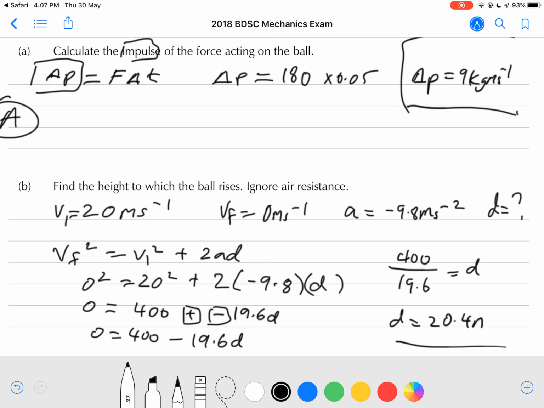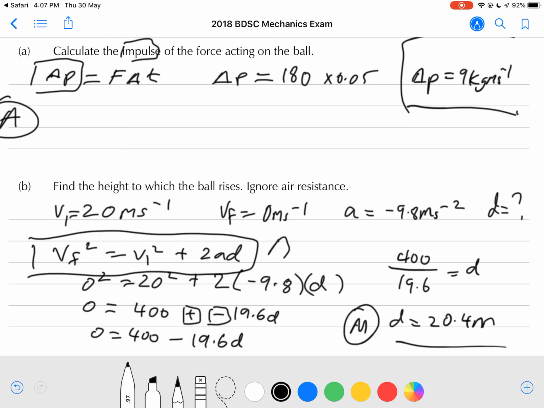So the maximum height of the ball is 20.4 meters. Getting all the way up to here, 20.4 meters, will get you a merit grade. To get your achieved grade, you're looking at understanding that attempts to use either equation. So if you use vf squared equals vi squared plus 2ad, you'll get an achieved. Alright, moving on.